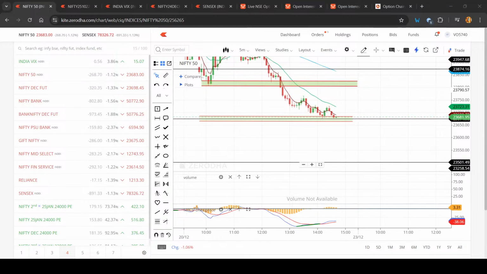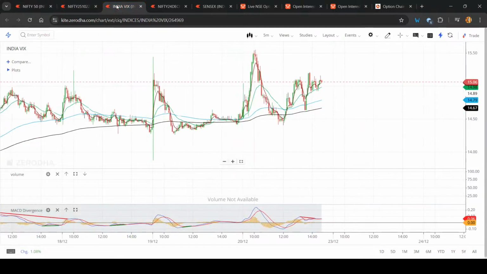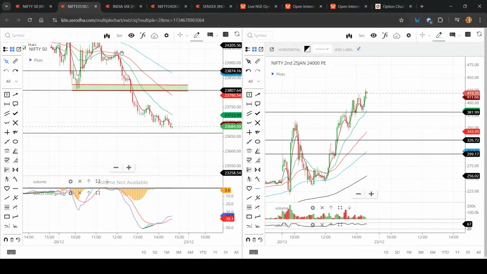Hi traders. If anyone joins, I would update. I think 23,681 is broken, but I think at 681 it will take support only. This is where we are, 683. See, the only support is coming at 681, then 684.